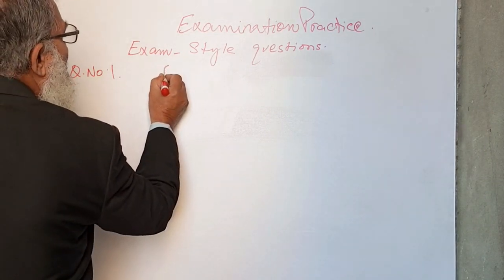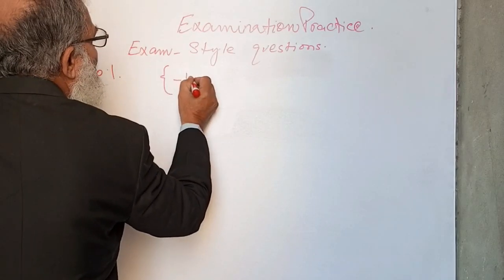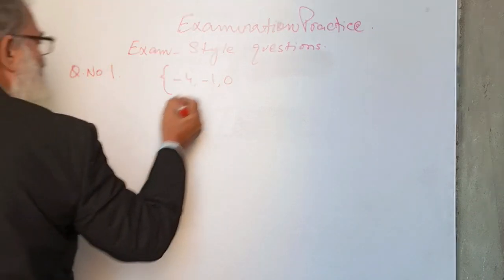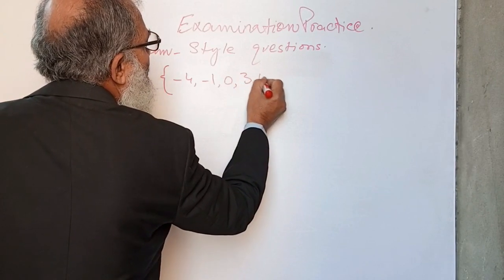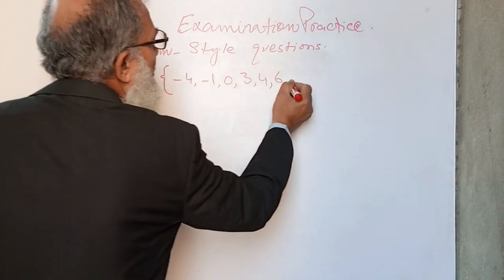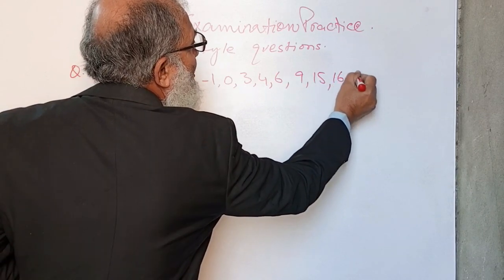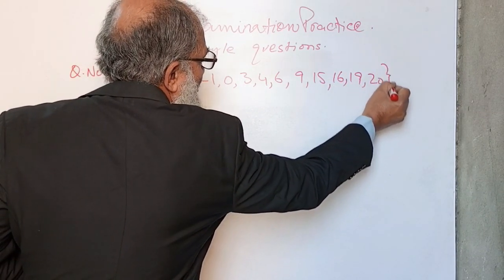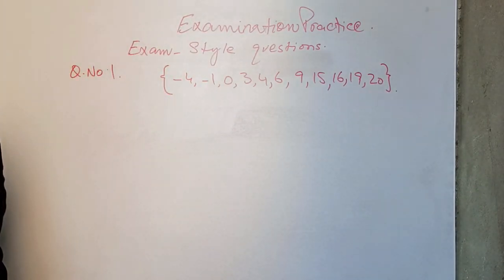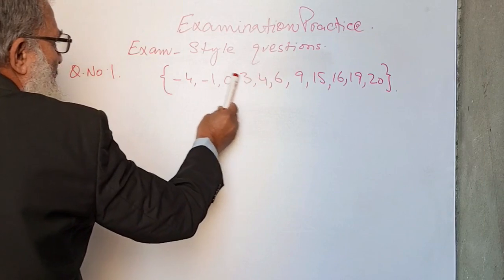I'm going to write only the set of numbers, and that is -4, -1, 0, 3, 4, 6, 9, 15, 16, 19, and 20. And the bracket has been closed. There are 11 numbers in the set.